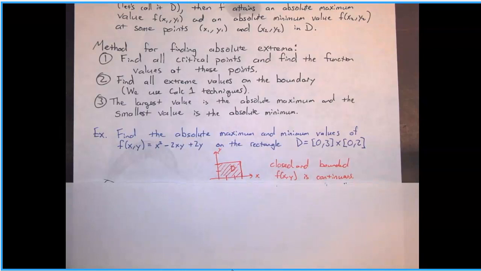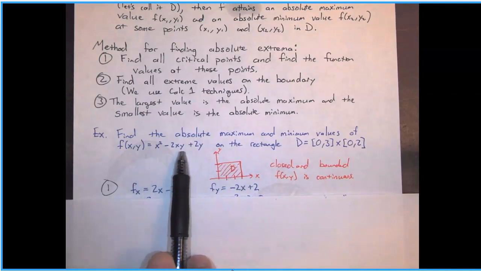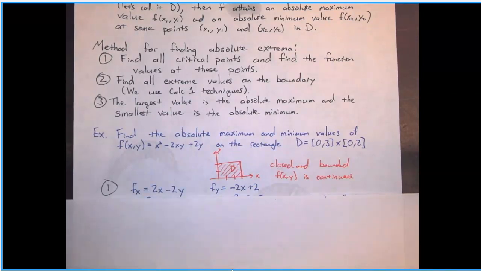First, I want to find all the critical points. So to find critical points, we do what we did in the last video. We find the partial derivatives with respect to x and y, and find all values where they don't exist or that make both of the partial derivatives equal to 0. So if I take the partial derivative with respect to x, I'm going to get 2x minus 2y, which I have here. Partial derivative with respect to y, I'm going to get negative 2x plus 2, which I have here. These partial derivatives are continuous on our rectangle, so we don't have to worry about any points that make these undefined. All I have to worry about are points that make both of these 0.